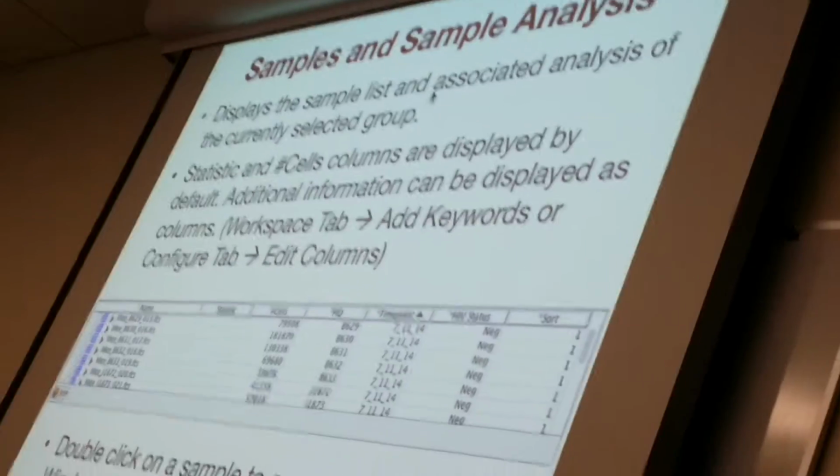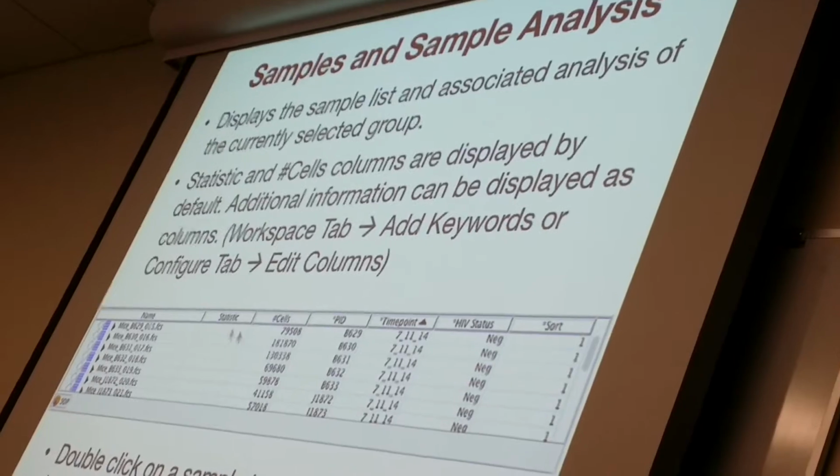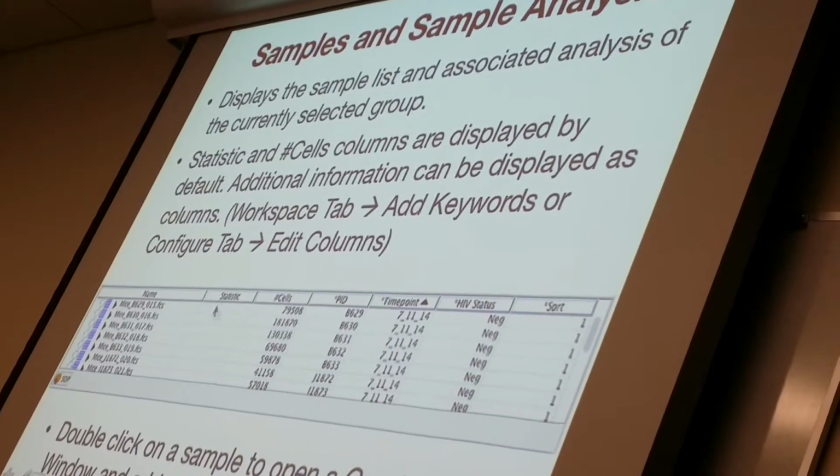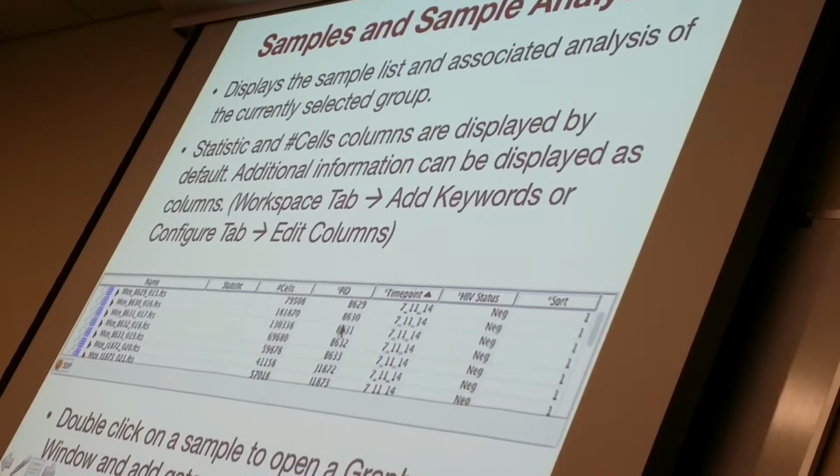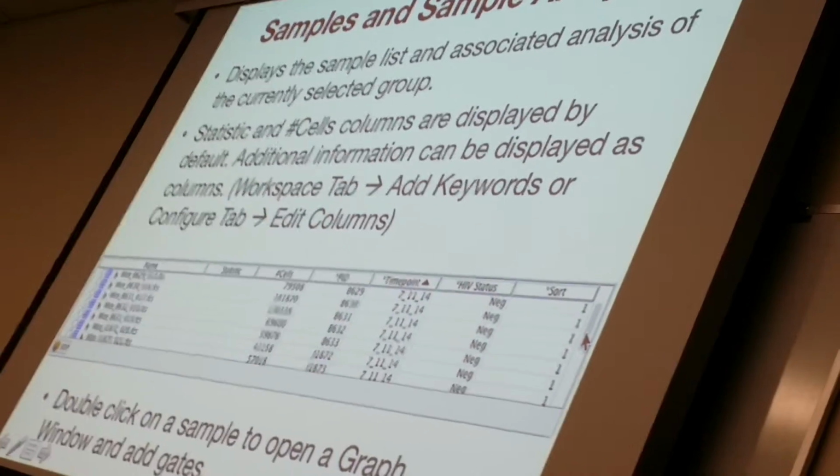That are within the group that you have highlighted, and by default you have a statistic, which is, if you draw a gate, it'll be the percent of parent, and the number of cells that are displayed in the columns. But you can also add additional information in the form of keywords.